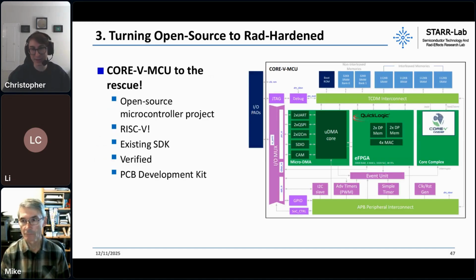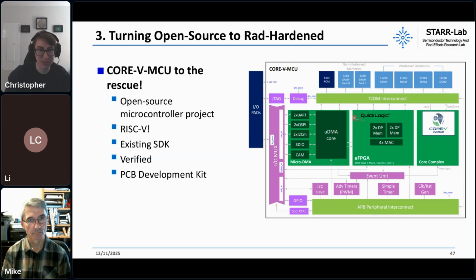Then, either by fate or luck or whatever it was, we stumbled upon the CORE-V-MCU project, and this was awesome because it ticked every box for us. It was open source, it was a full microcontroller, and it had existing software and a PCB development kit with it. It was verified by the Open Hardware Foundation. It was perfect. It fit our research needs exactly.